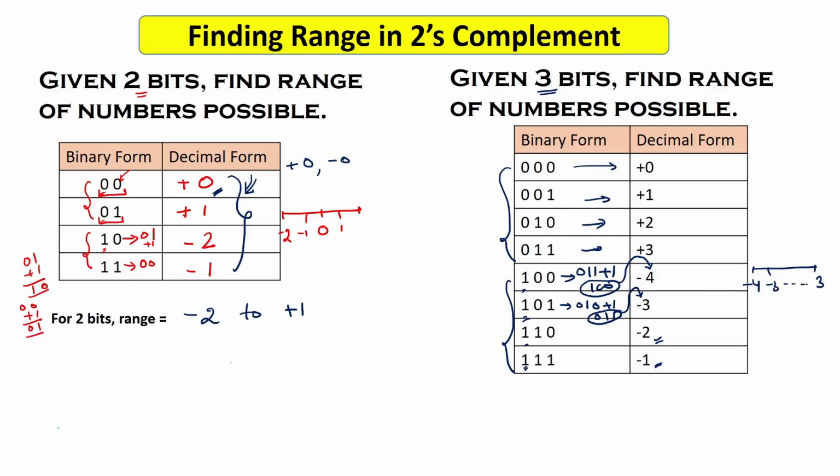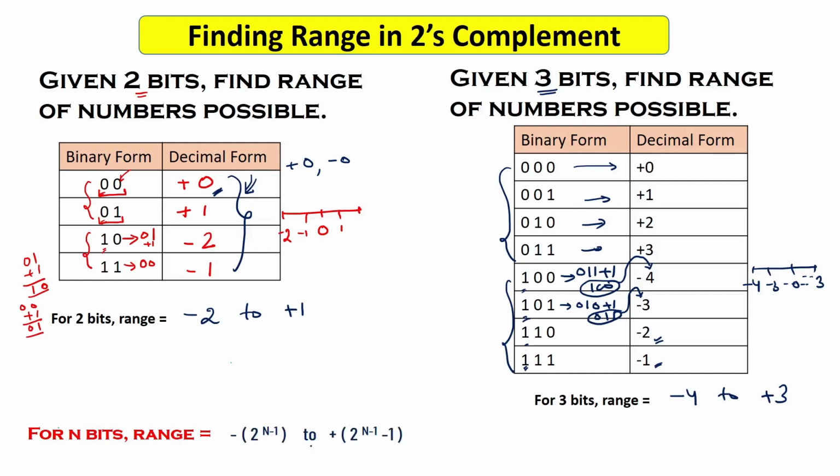Okay, this will be minus 3 and so on. Here it will be 0. So in total I can make 8 different numbers. For 3 bits, the range will be from minus 4 to positive 3. So if I ask you for n bits, what will be the range of numbers possible? You can say this is the formula that I will be getting for n bits.